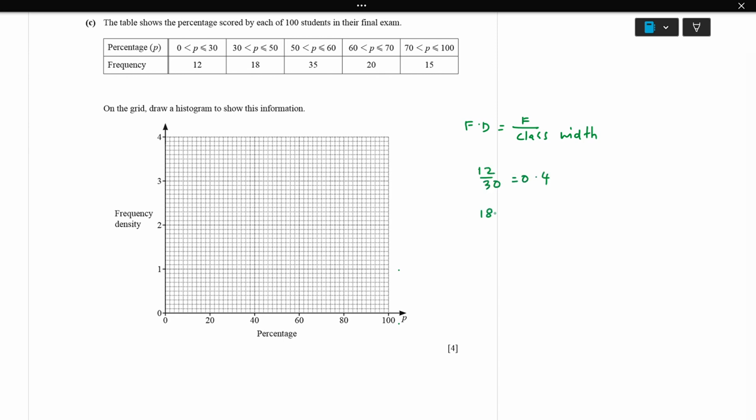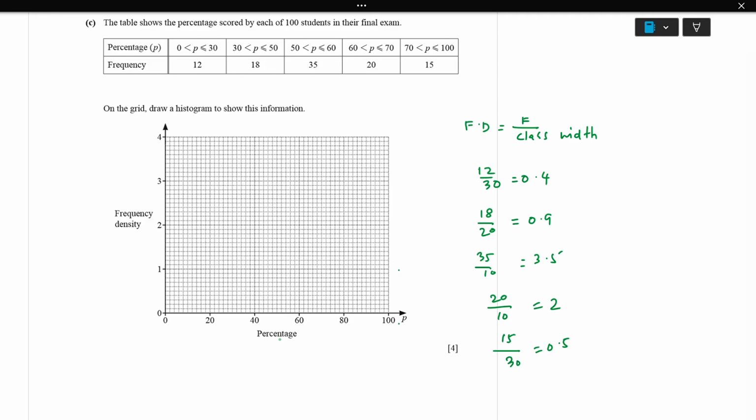Next is 18 divided by 20, which is 0.9. Next is 35 divided by 10, going to be 3.5. Next, 20 divided by 10 is 2. And 15 divided by 30 is 0.5.